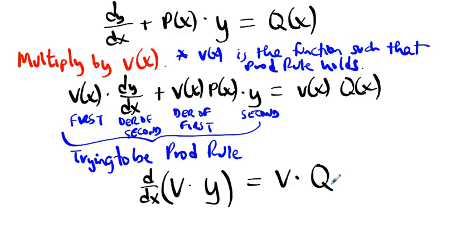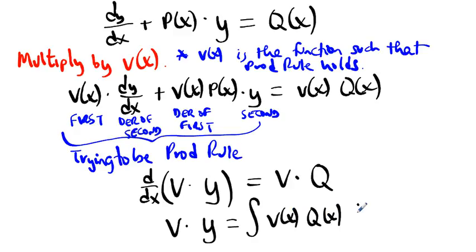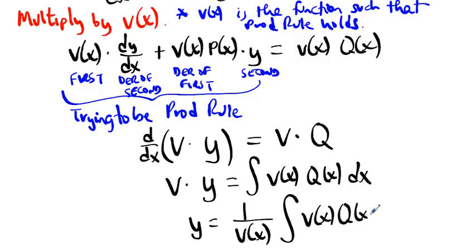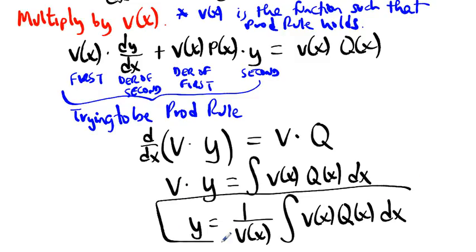So what does that mean? That means I can take an antiderivative here. And so when I want y by itself, I just divide by v. And I've got y all by itself. Now, here's the thing about that. You and I get to here and we say, wonderful, I know what y is. y is 1 over v of x times the integral of v of x q of x dx. That's wonderful. I still don't know what v is.